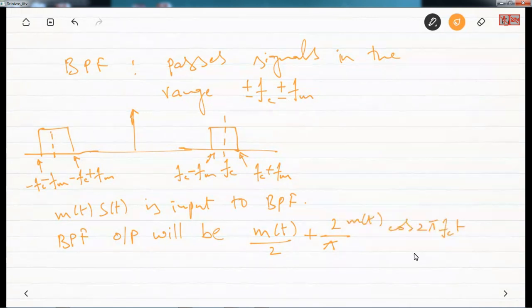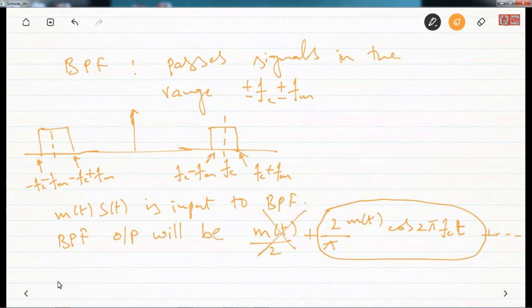Yeah, sorry. The output will be okay. So see, this m of t cos 2 pi fc t has frequency components from fc minus fm to fc plus fm. So this signal alone will be passed by the BPF, and even this signal won't be passed by the BPF, and none of the next signals will be passed by the BPF. So the BPF output is 2 by pi into m of t cos 2 pi fc t. So what it is doing?